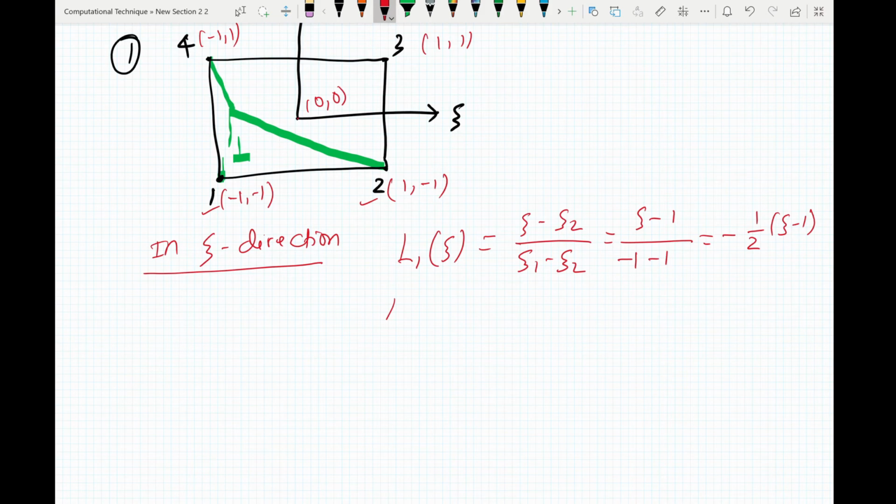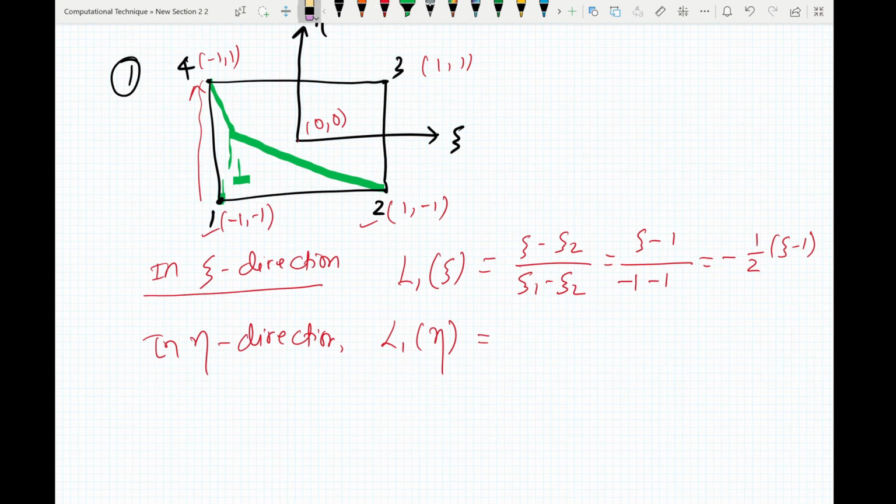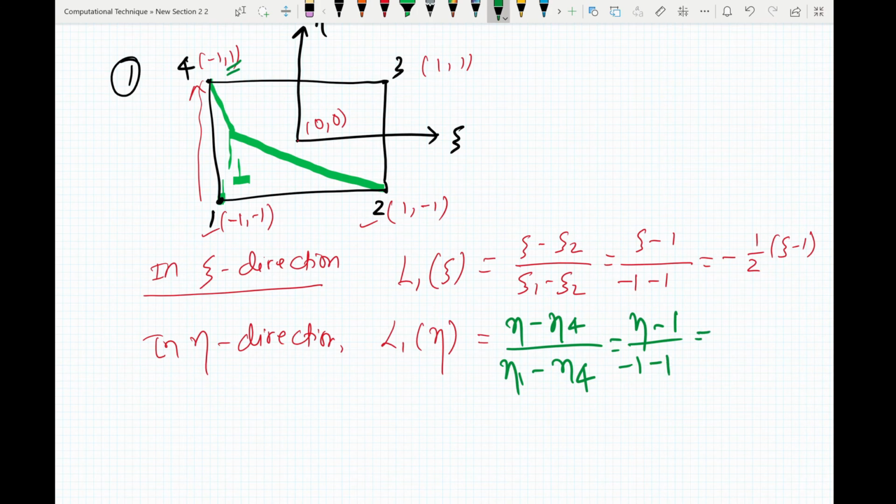And for L1 in the eta direction, you can see here that it is linear in this direction as well. So this will be equal to (eta minus eta4) divided by (eta1 minus eta4). So eta minus, what's eta4 here? Eta4 here is 1. 1 divided by eta1. Eta1 is -1 and then here this is 1. So this will be equal to -1 by 2 (eta minus 1).